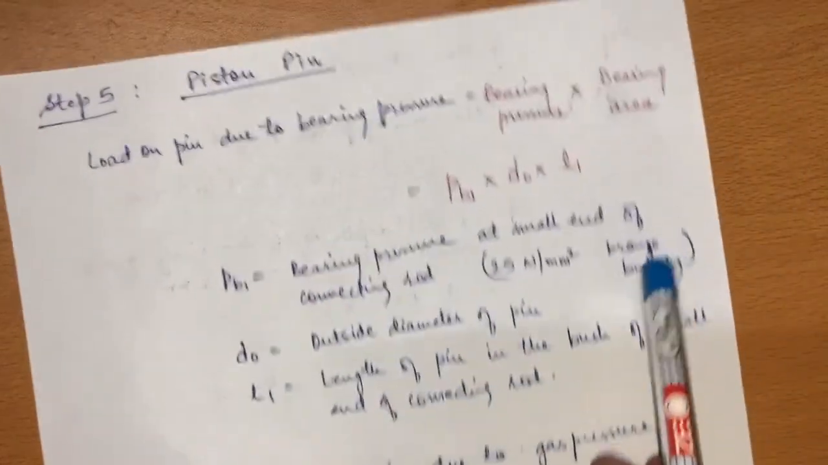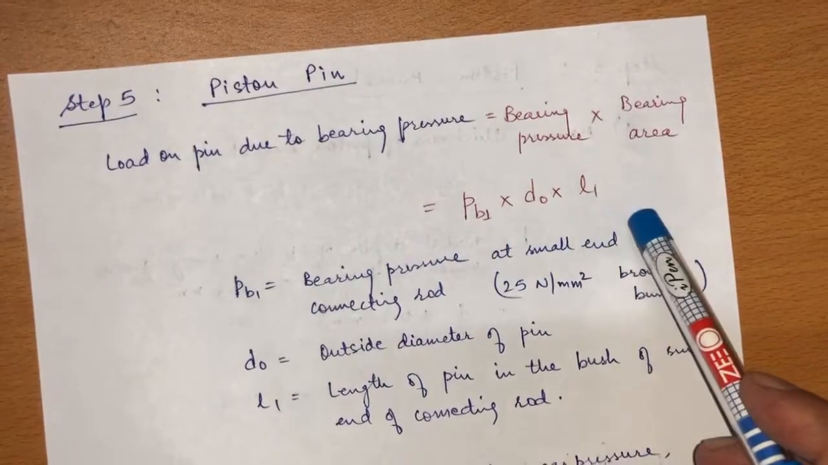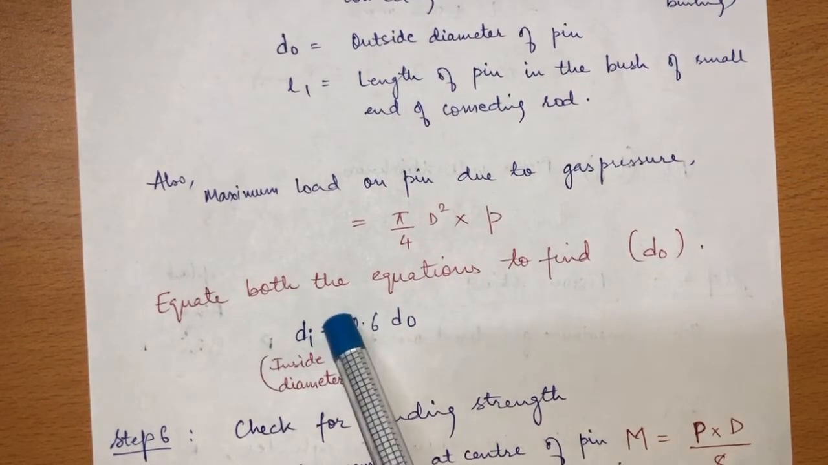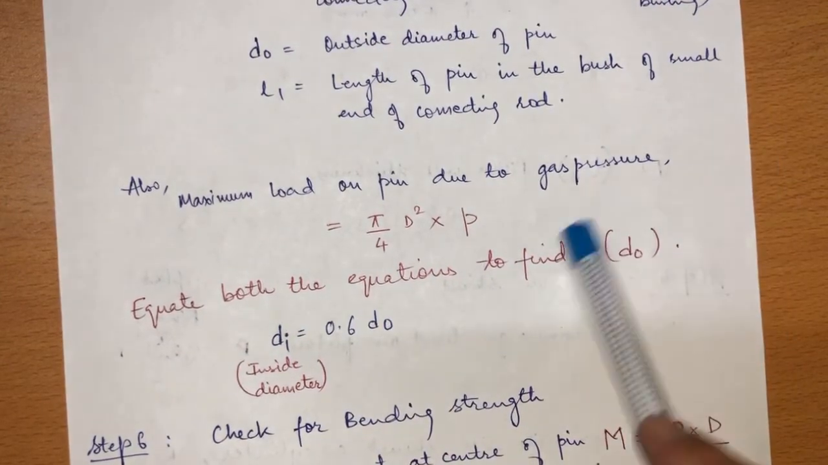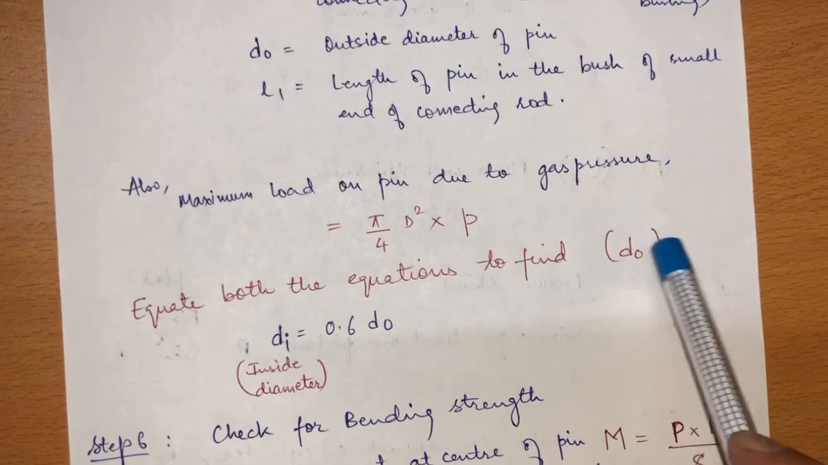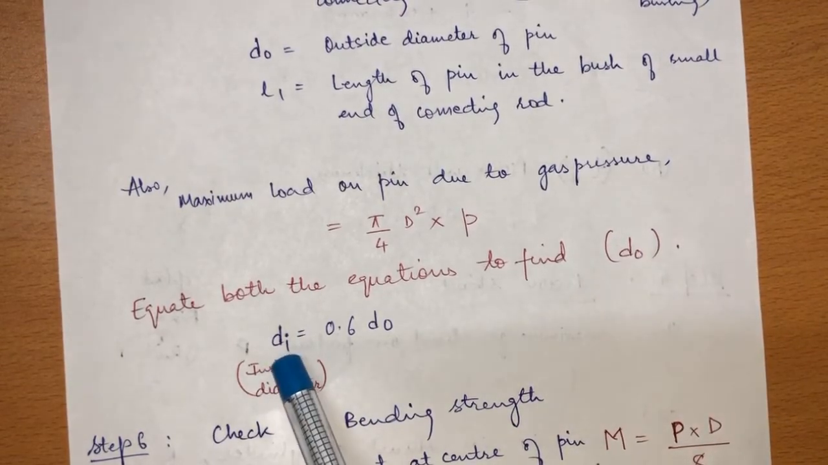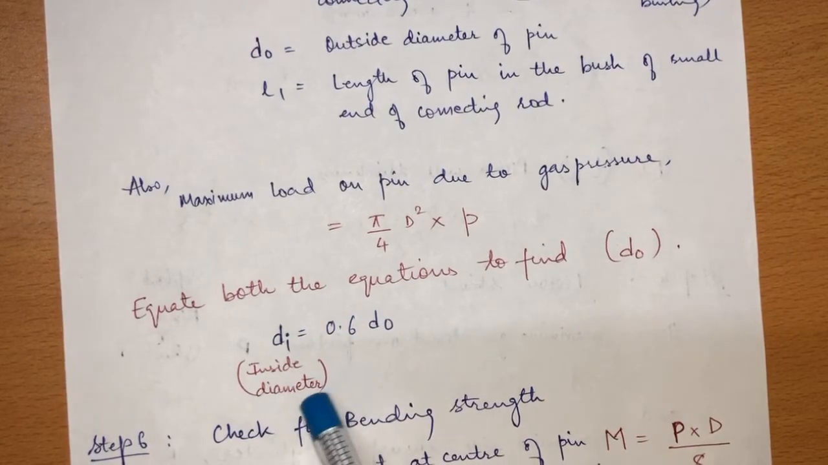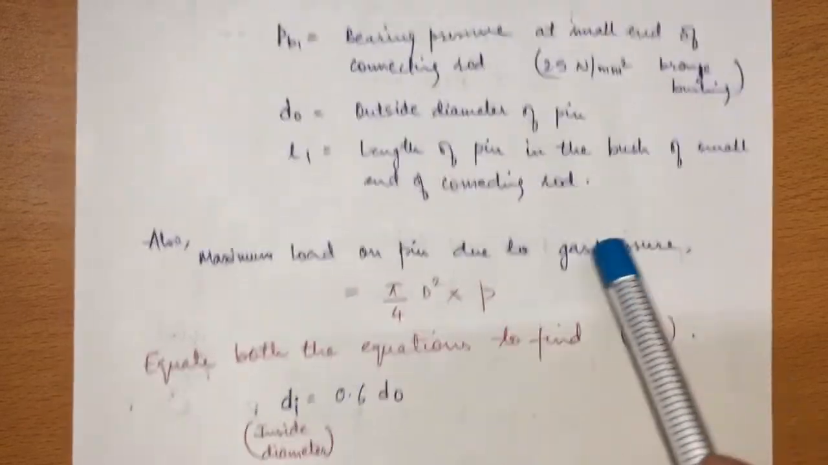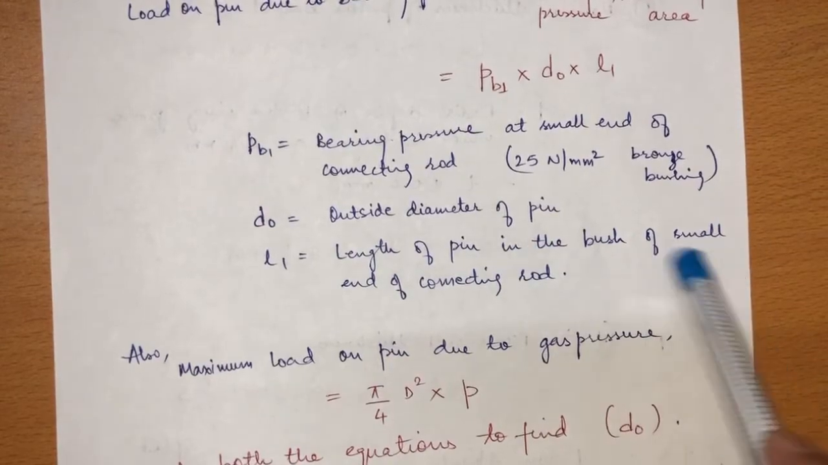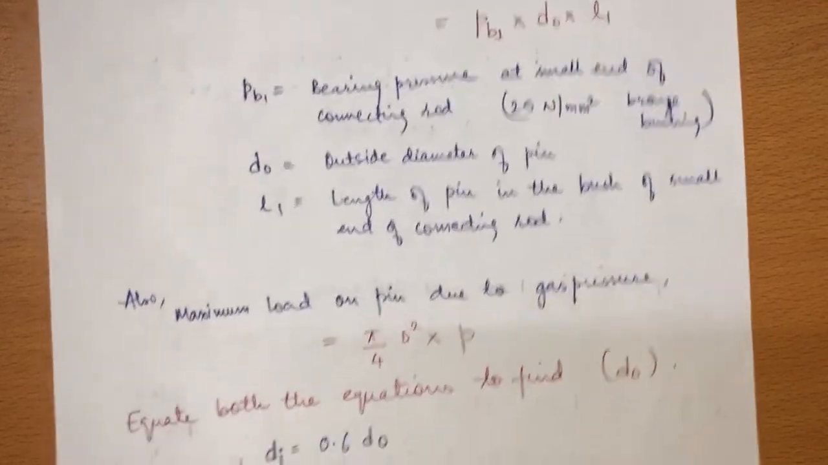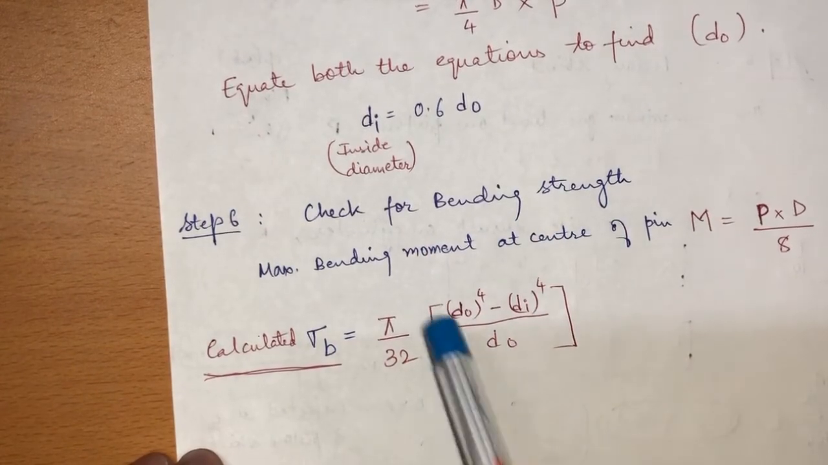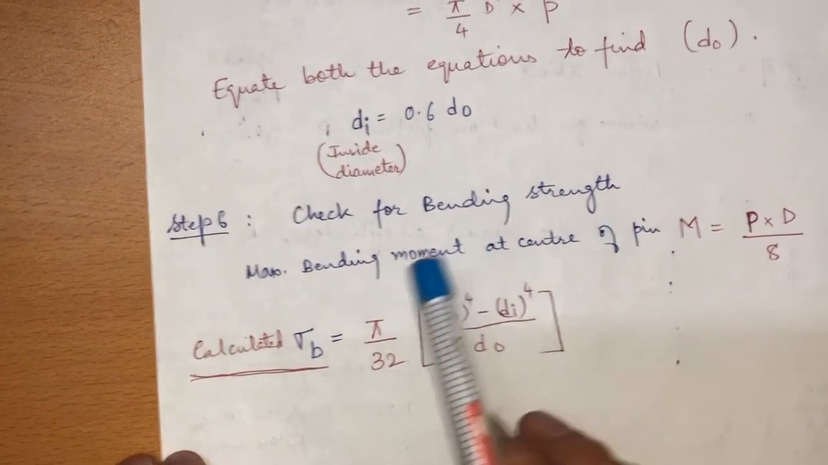These two equations, that is PB1 into D0 into L1, will be equated with pi by 4 D square into P. Equate both the equations to find the value of D0. D0, once found, can also give me the value of DI, which is a relation of 0.6 times D0. So we can get the inside diameter, outside diameter, and the length of pin in the bush of small end of connecting rod. The last step is to check for the bending strength.